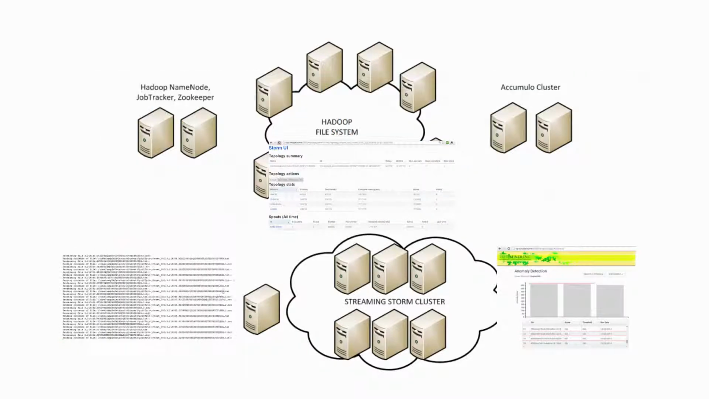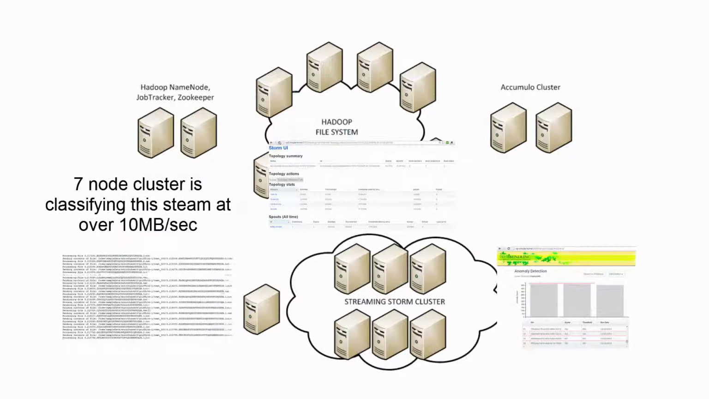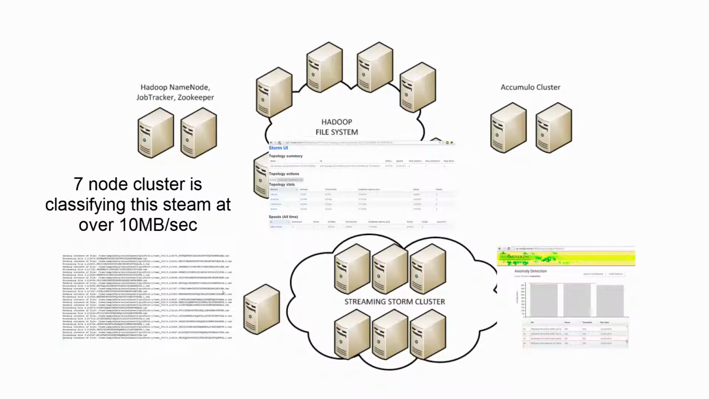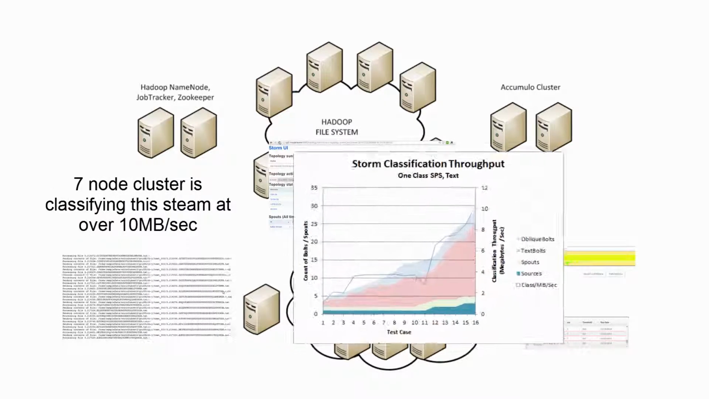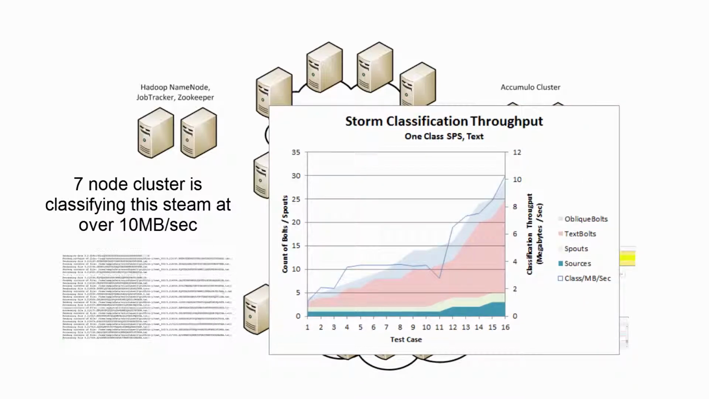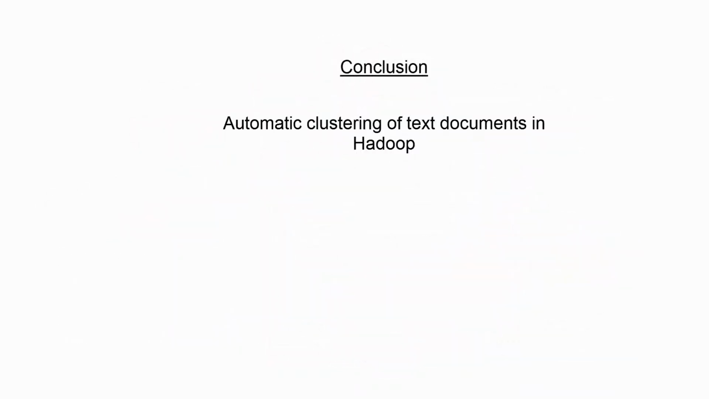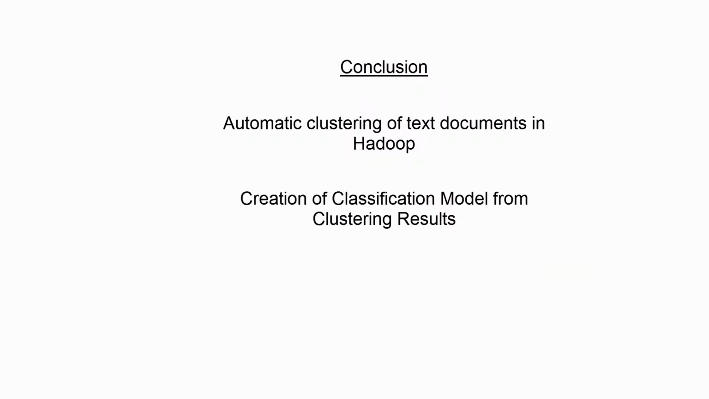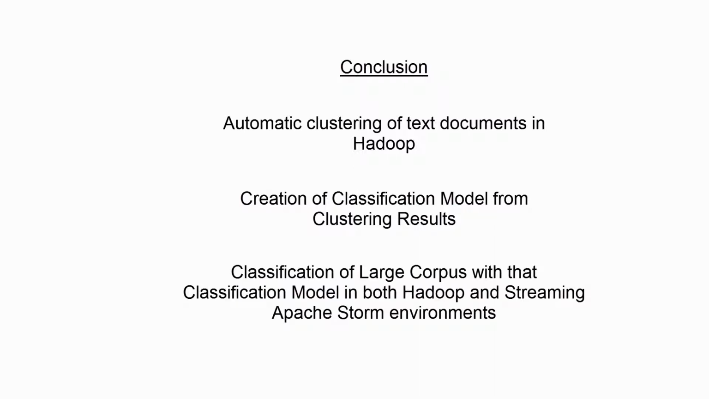This overall flow of documents into the Storm cluster and the classification of them runs at over 10 megabytes per second. This performance graph shows that the classification speed scales as we add more nodes to help do some of the work. In conclusion, we showed the automatic clustering of text documents in Hadoop, building a classification model directly from the clustering results, and the classification of a large document set in both Hadoop and streaming environments.